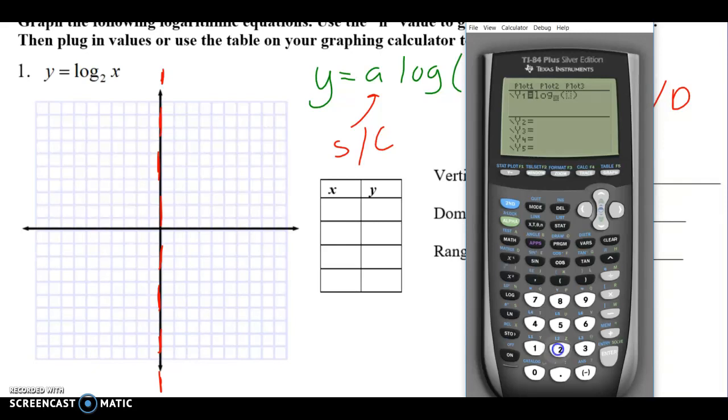And we're graphing log base 2 of x. And then go ahead and graph it. Let's see what it looks like. Can you see how, if you turn your head to the right, it looks like an exponential decay? Can you see how it's never going to cross the y-axis? There's that asymptote right there. So now, how do I get to the table?